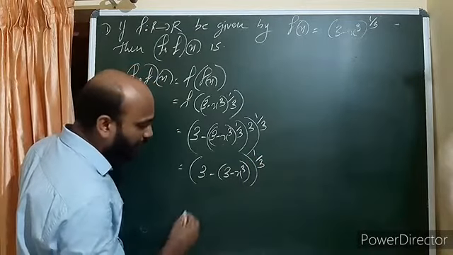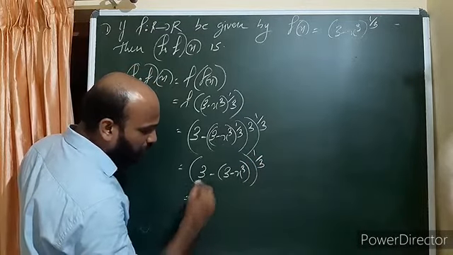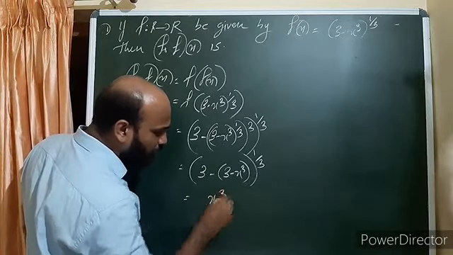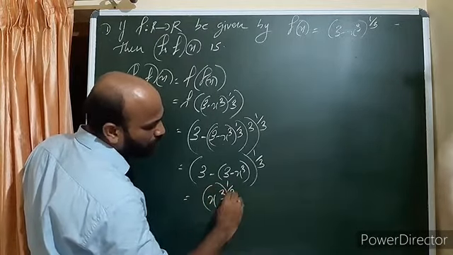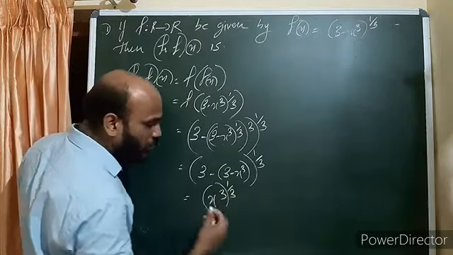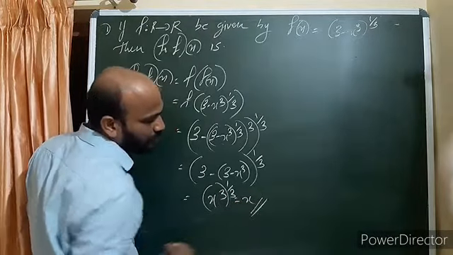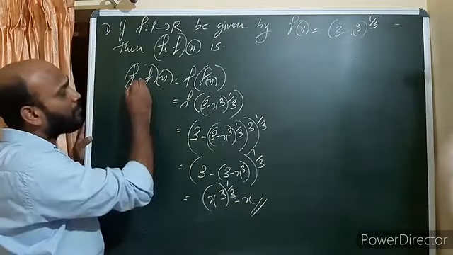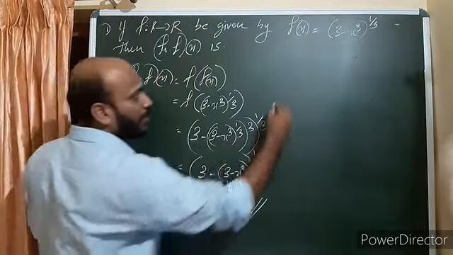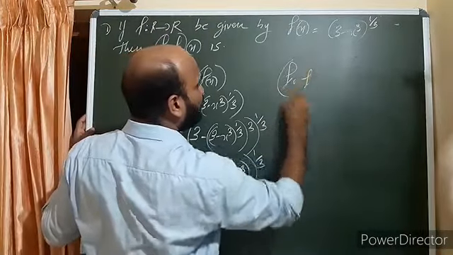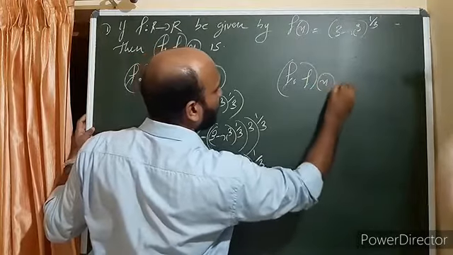Now expand the bracket. So what will we get? If you expand the bracket, we will get x cube raised to 1 by 3. x cube raised to 1 by 3 equal to x. That means (f o f)(x) equal to x we are getting. (f o f)(x) equal to x.